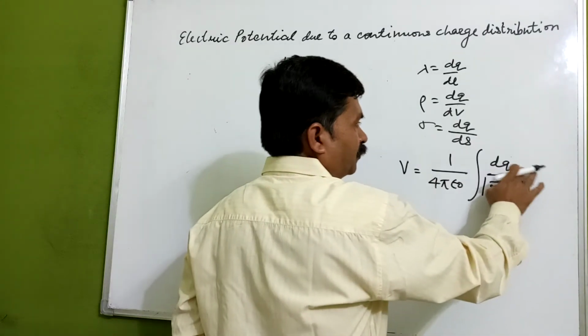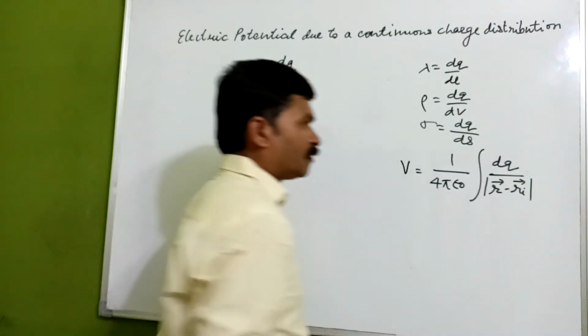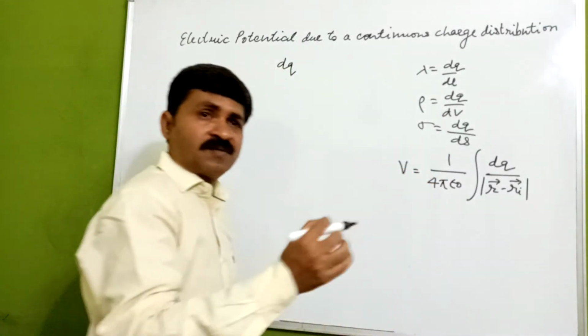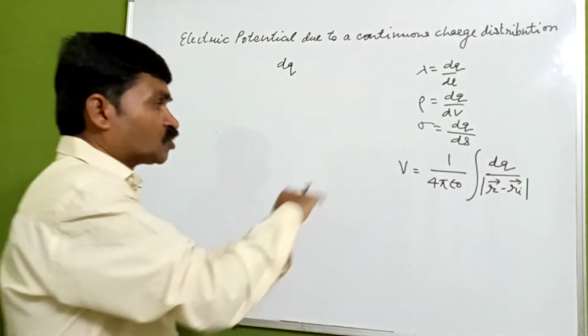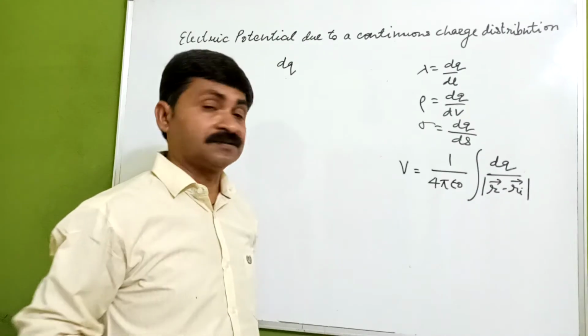This you can put only as ri, because if there are so many charges and we have taken a small charge dq, the total electric field and electric potential will be given by this relationship that we know.